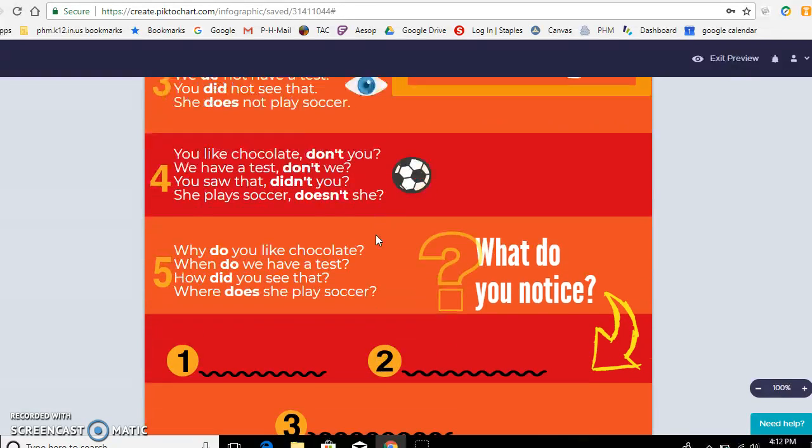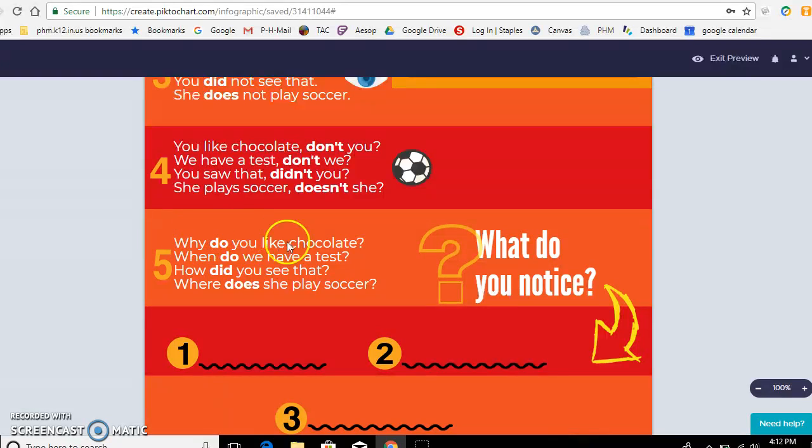And then the last section down here: Why do you like chocolate? When do we have a test? How did you see that? Where does she play soccer? And so maybe in this section they realize the pattern that it comes after a question word and before the pronoun or before the subject. So I used all the same example sentences on purpose to kind of accentuate those patterns.